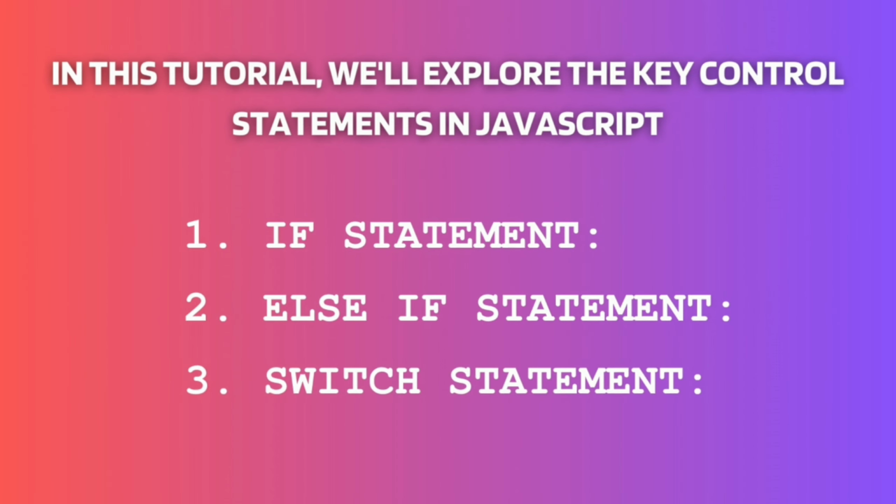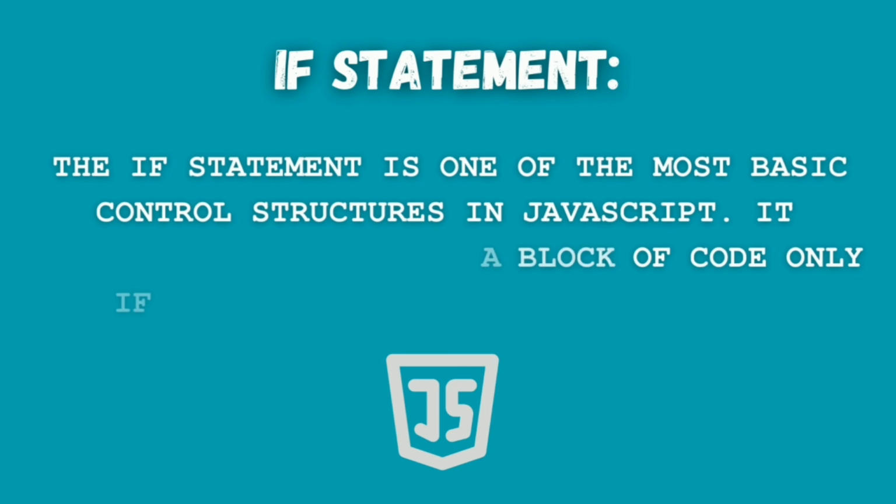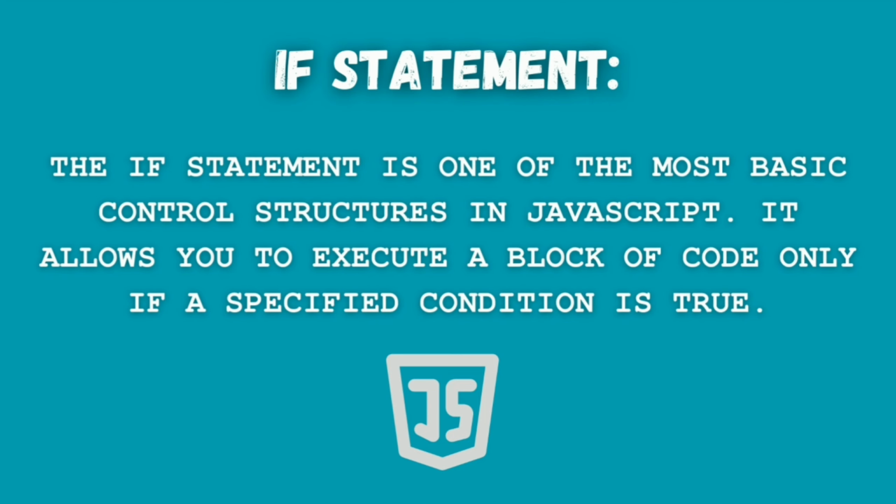In this tutorial, we will explore the key control statements in JavaScript. Number 1, if statement. Number 2, else if statement. And number 3, switch statements. So let's discuss these statements one by one. Number 1, if statement. The if statement is one of the most basic control structures in JavaScript. It allows you to execute a block of code only if a specified condition is true.